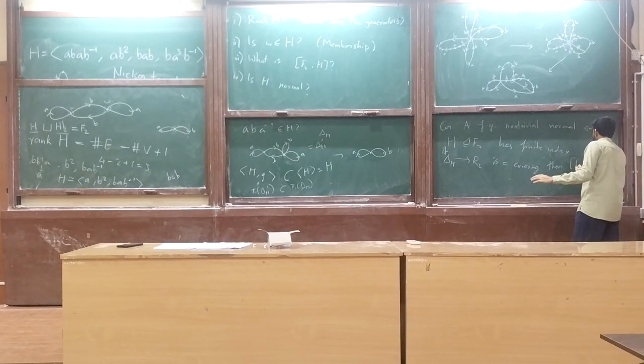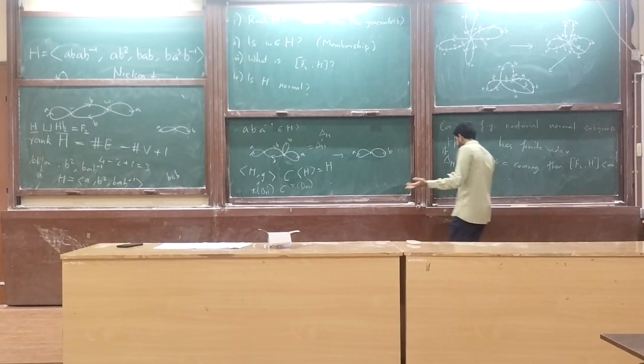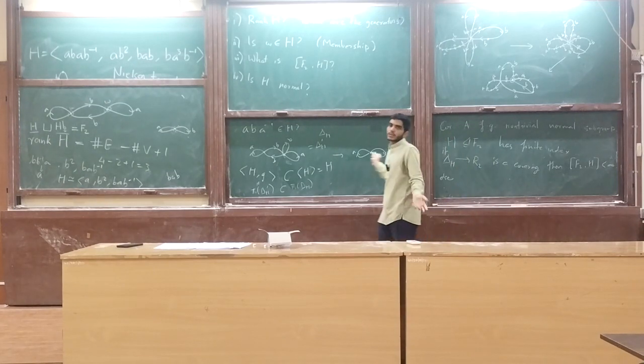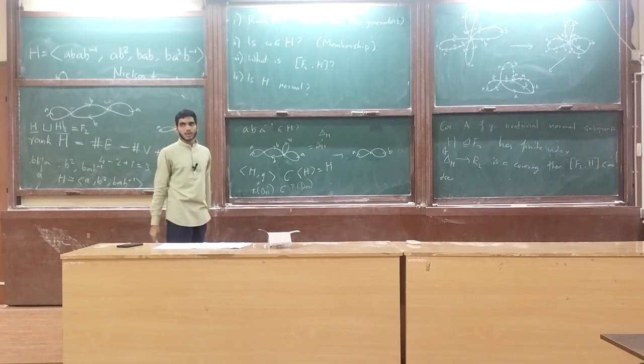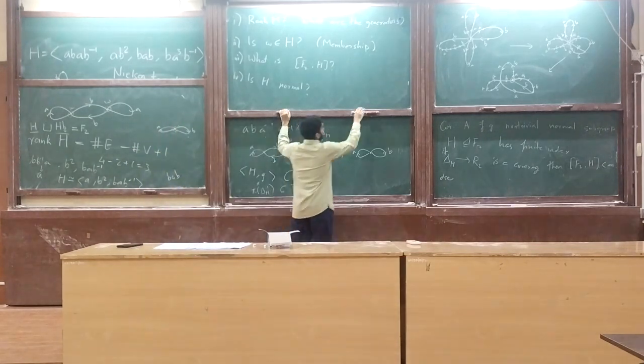Then F2 to H is finite. Okay, else what happens? Else it's not a covering, right? If delta H is not a covering, I can make it into a covering. So how do I do that?